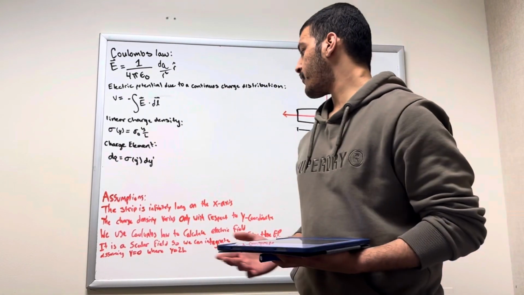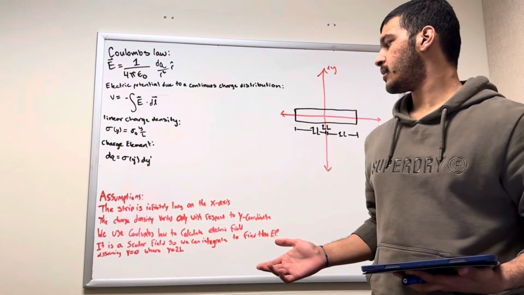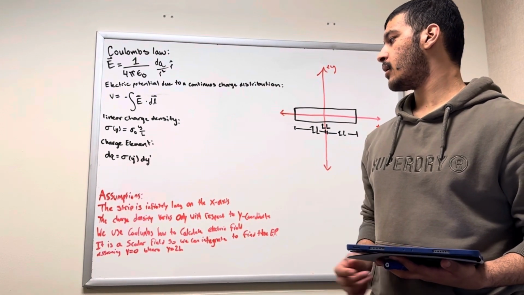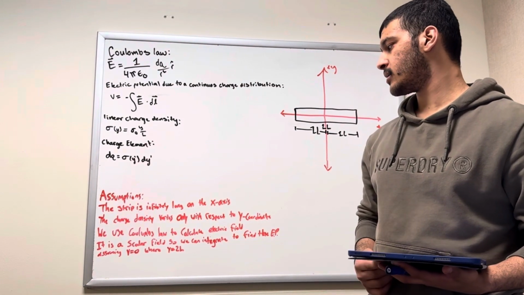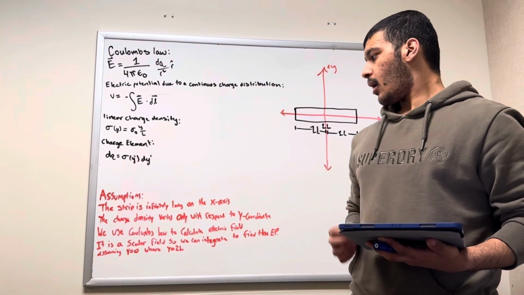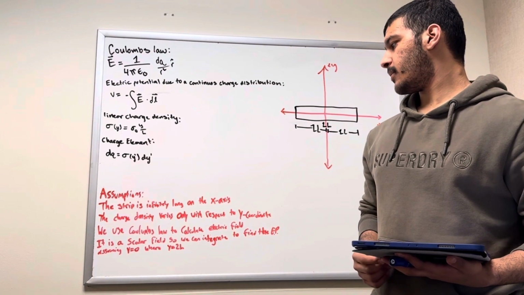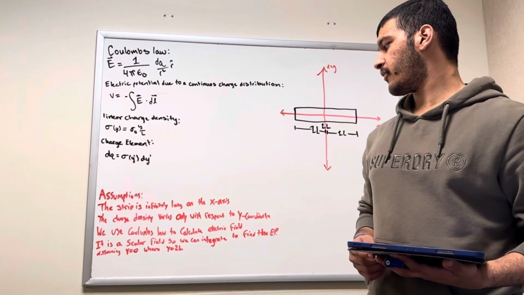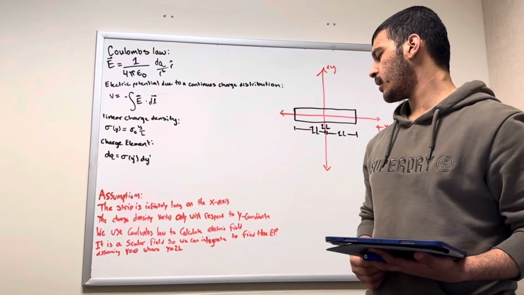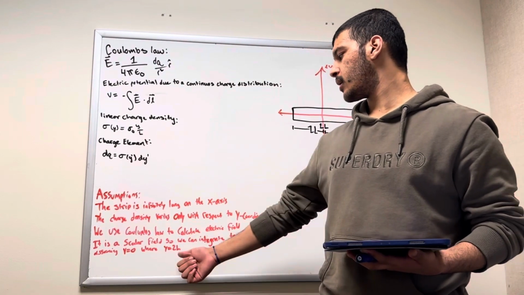Then here we have our assumptions, where the first one is that the strip is infinitely long on the x-axis, and the charge density varies only with respect to the y coordinate. We use Coulomb's law to calculate the electric field, and it's a vector field, so we can integrate to find the electric potential, assuming V equals 0 where y equals 2L.